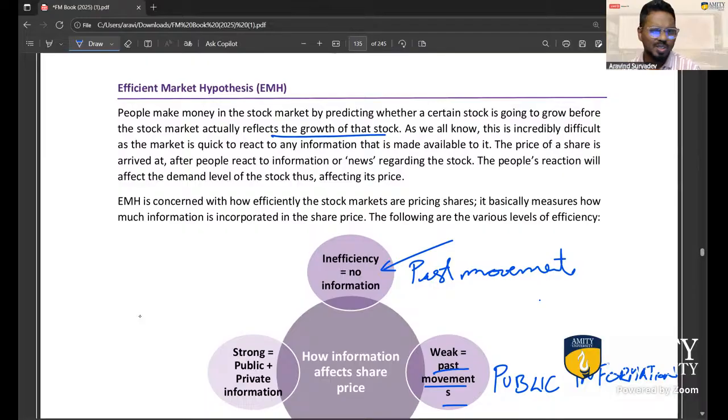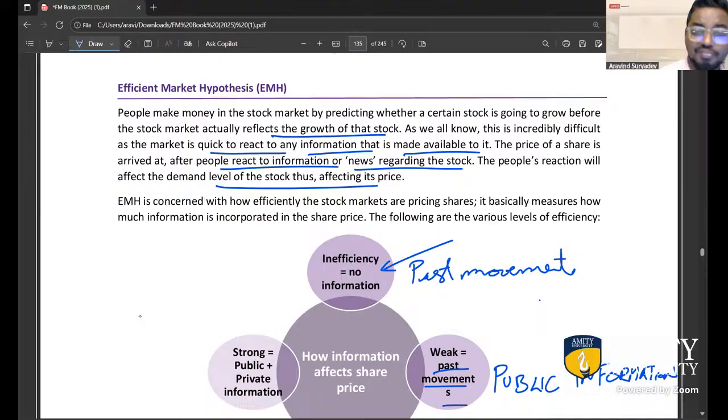As we all know, this is super difficult, impossible, as the market is quick to react to any information that is made available to it. So the price of a share is arrived at after people react to information or news regarding the stock. The people's reaction will affect the demand level of the stock, thus affecting its price.